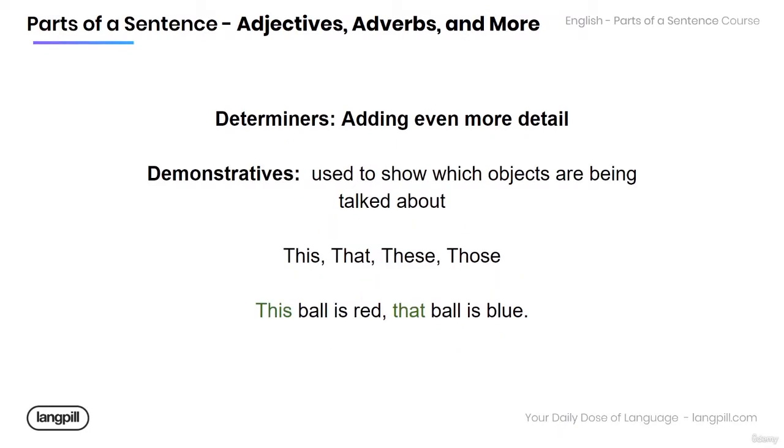Other types of determiners are called demonstratives. Demonstratives tell us which objects are being talked about. So we have this, that, these, and those. This ball is red. That ball is blue. So this and that are telling us which objects we're talking about. Imagine pointing. This ball is red, close to me. Or that ball is blue, the one over there.